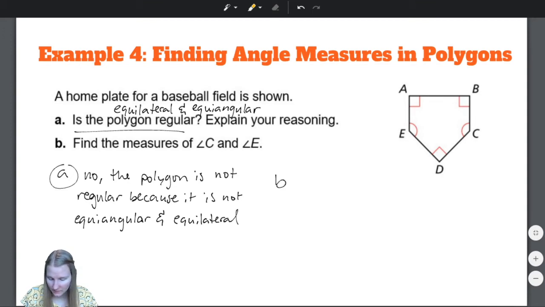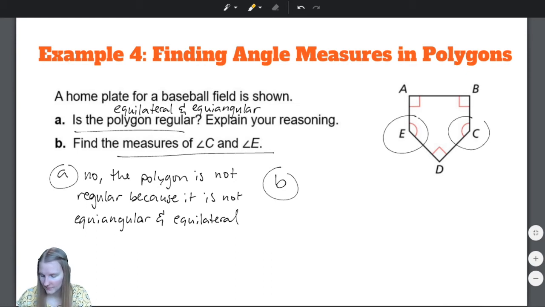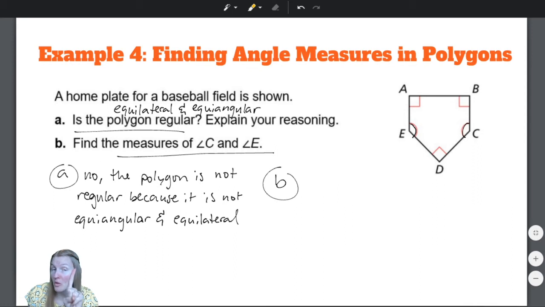Part B says to find the measures of angle C and angle E. Well, okay. I know that C and E are the same. Remember, that's what these semicircles right here mean. Because angle E and angle C both have one semicircle, it means that they're the same. So I don't know what angle C is. I want to find it though. And I know whatever angle C is, angle E is the same thing. So let's call them both X, since they're both the same, and I don't know what they are.